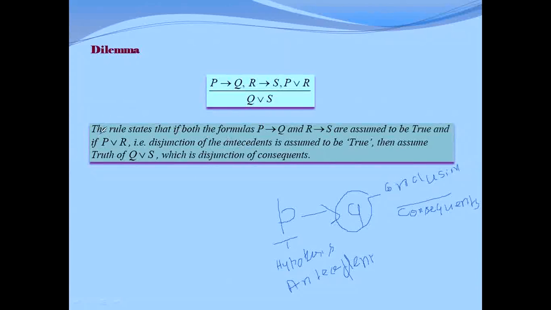So the definition is, the rule states that if both formulas P implies Q and R implies S are assumed to be true, and if P ∨ R, that is the disjunction of antecedents, is assumed to be true, then assume the truth of Q ∨ S, which is the disjunction of consequents.